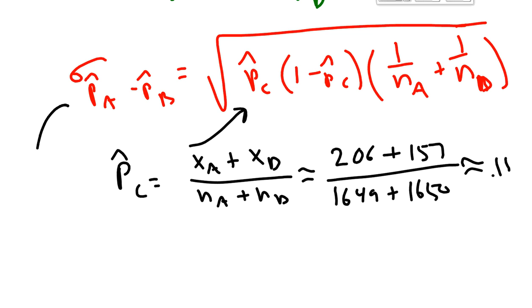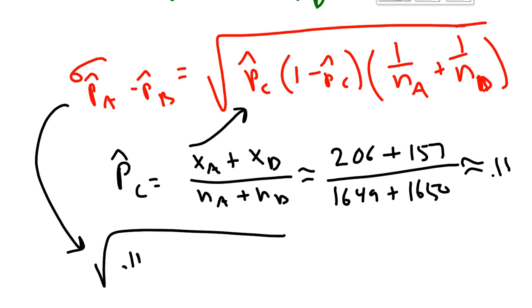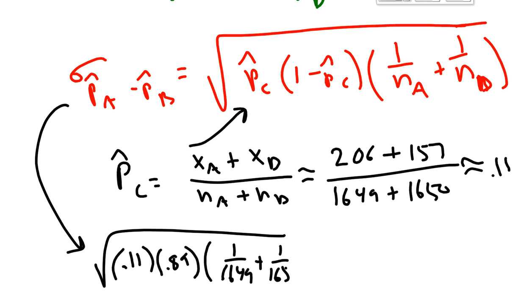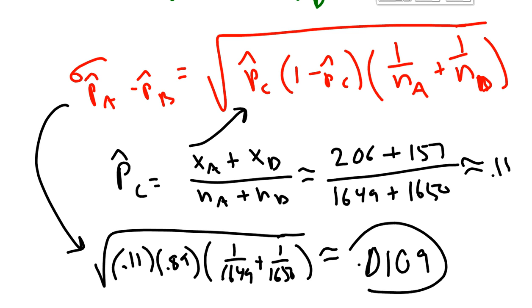So now we're ready to get our standard deviation, which is going to be the square root of 0.11 times 0.89 times 1 over 1649 plus 1 over 1650. So be careful when you type this in. Don't forget that square root. If you do that, you're going to get about 0.0109. So that's our standard deviation.